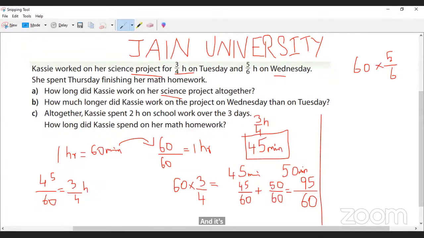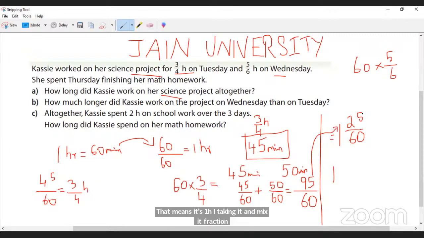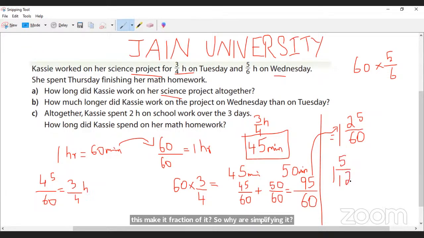So in 1 hour, 60 minutes; 2 hours, 120 minutes. So 1 hour and 25 minutes out of 60 is what the science project took. I'm taking it in mixed fraction. So 1 hour, simplifying it, is 5 by 12. 5 by 12 hours are taken to complete the science project.